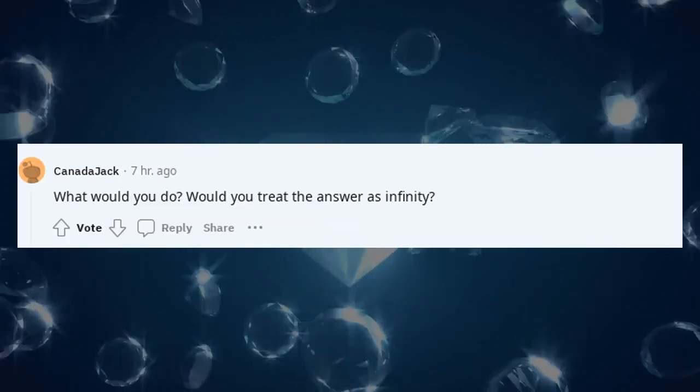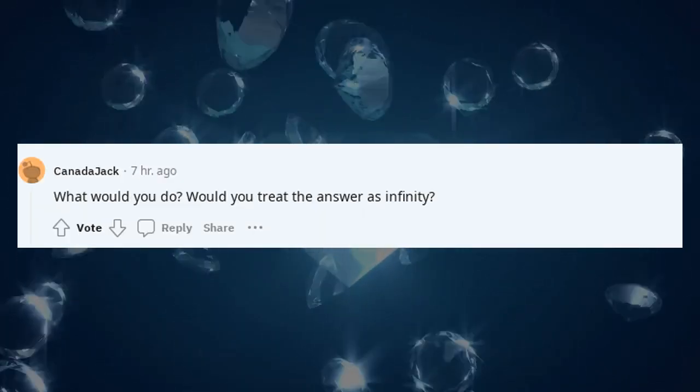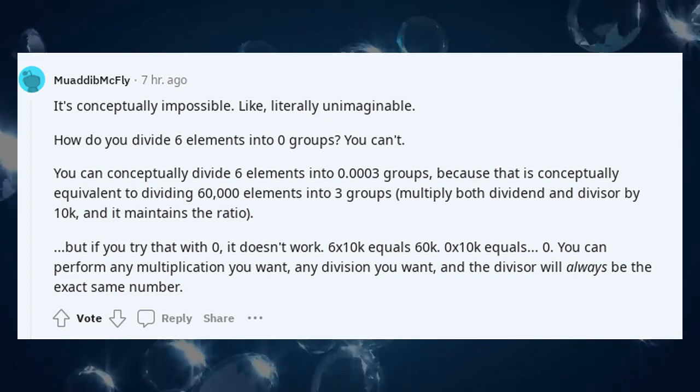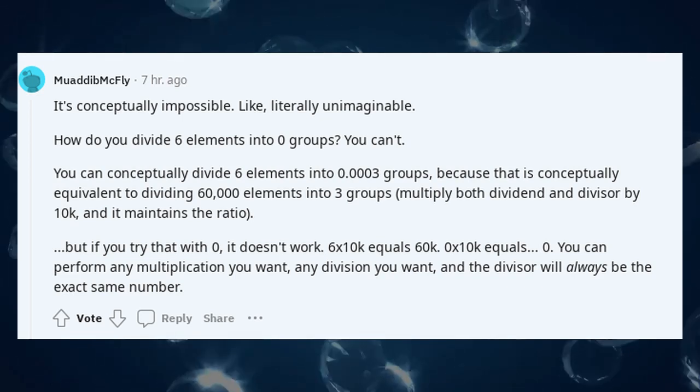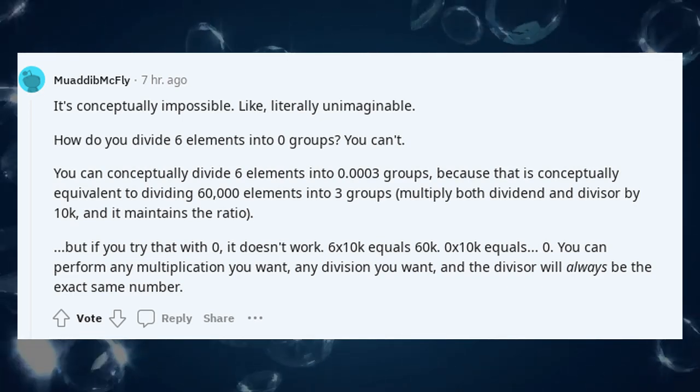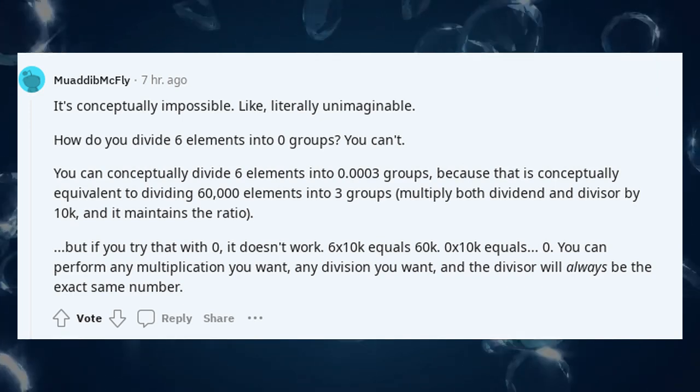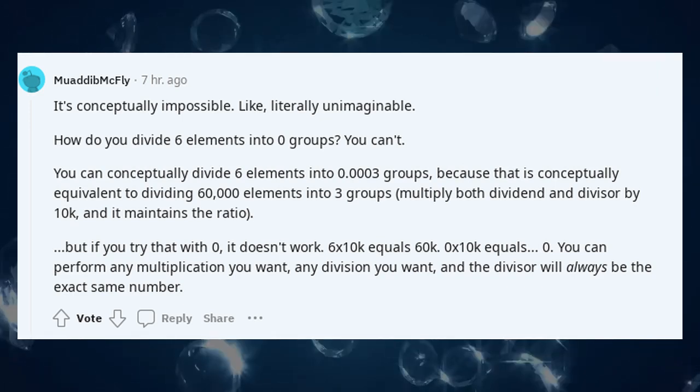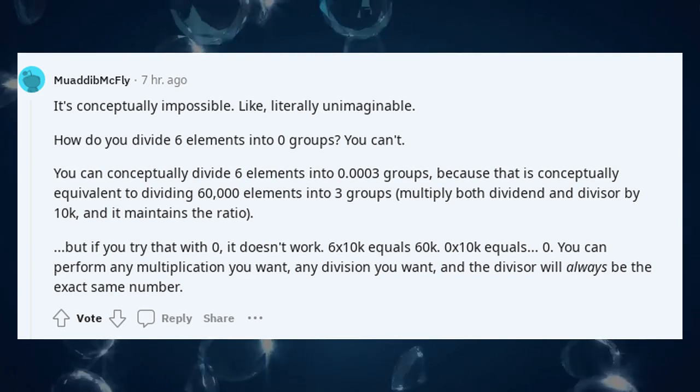What would you do? Would you treat the answer as infinity? It's conceptually impossible. Like, literally unimaginable. How do you divide 6 elements into 0 groups? You can't.